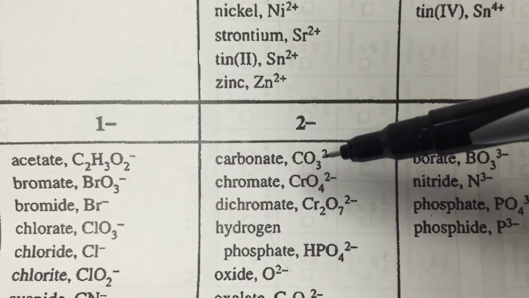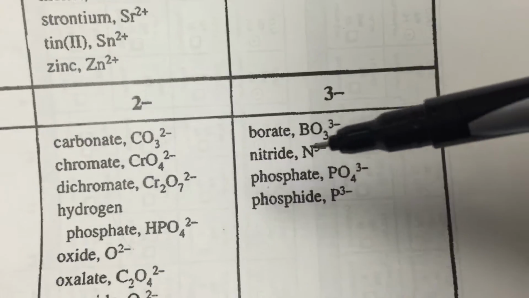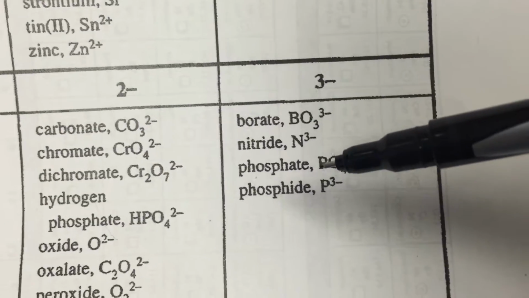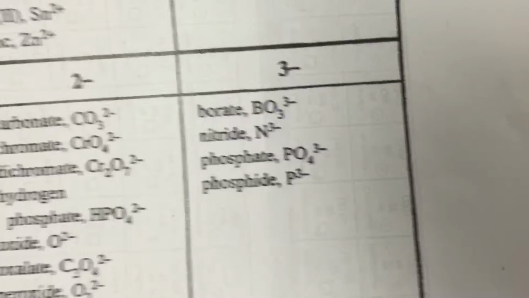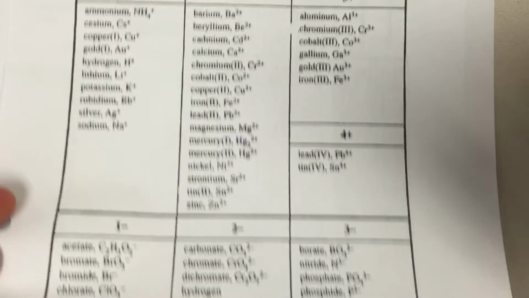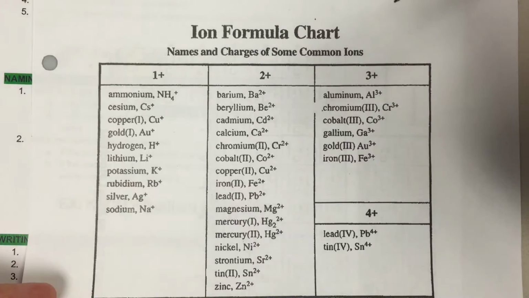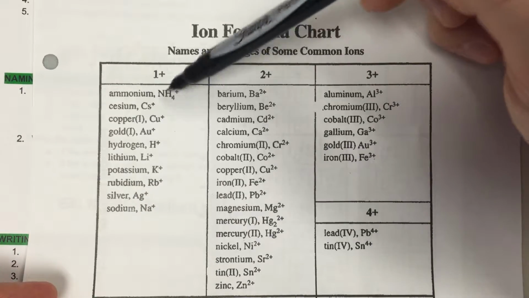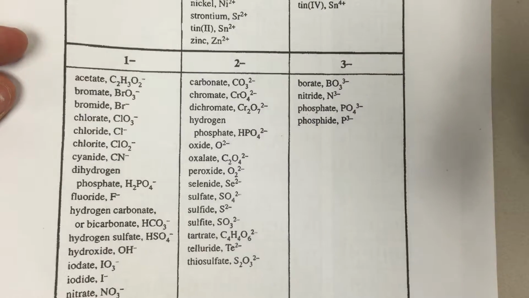For this one here, carbonate is CO3. It has a charge of -2. Let's see, phosphate. This group is PO4, and it has a charge of -3. So basically, a polyatomic ion is a group of atoms that have an overall charge, whether that be positive, there's only one that is positive, or negative, which there's a lot that are negative.